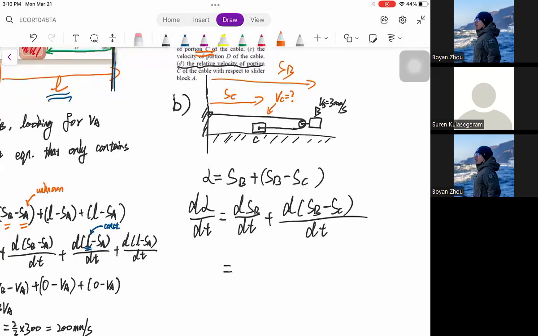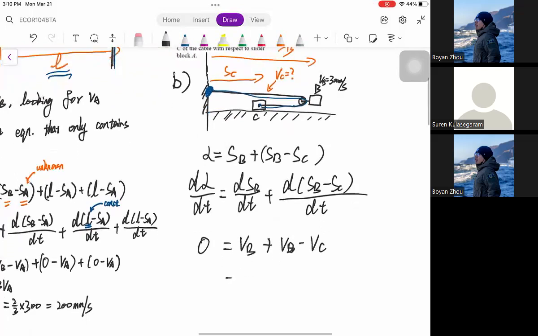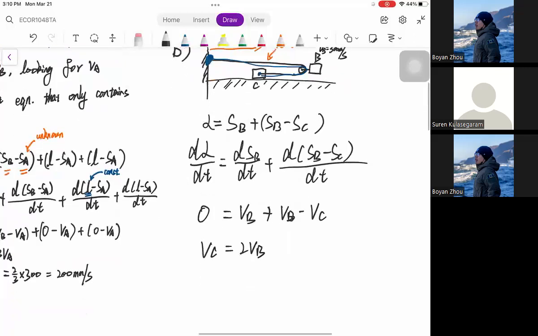So again, this one is going to be 0 since L is a constant. That means the total length of the rope from this point all the way to point C is a constant. So this one becomes 0, and this one is VB. And the last one is VB minus VC.